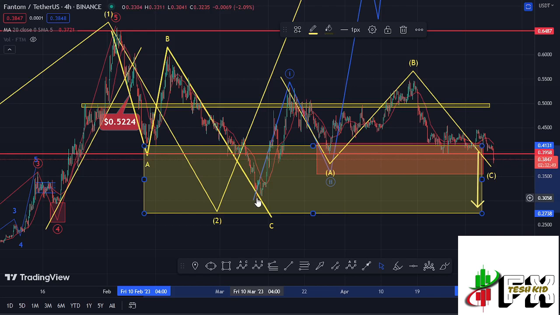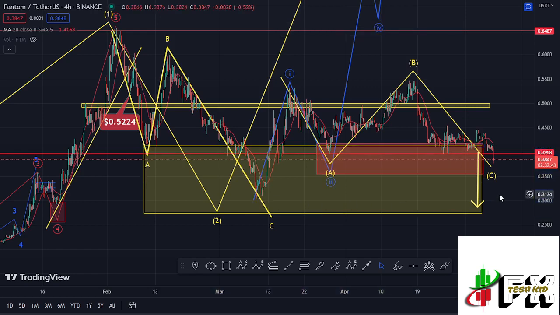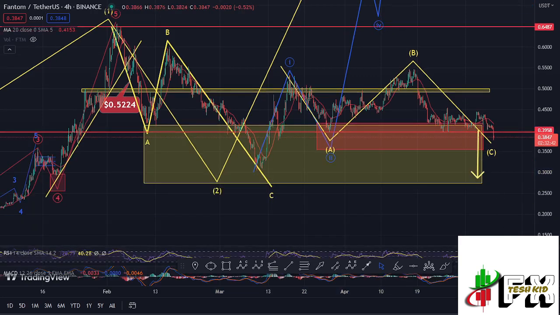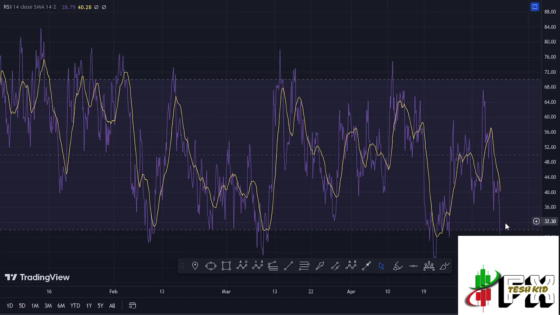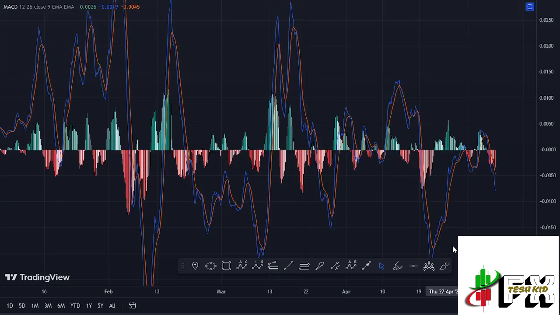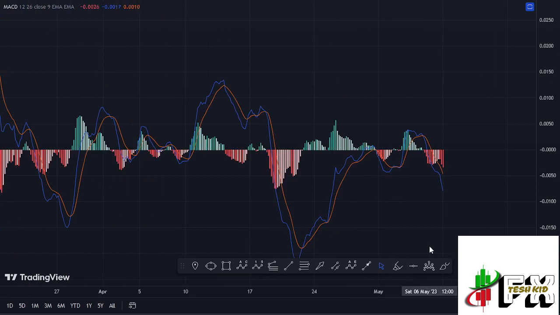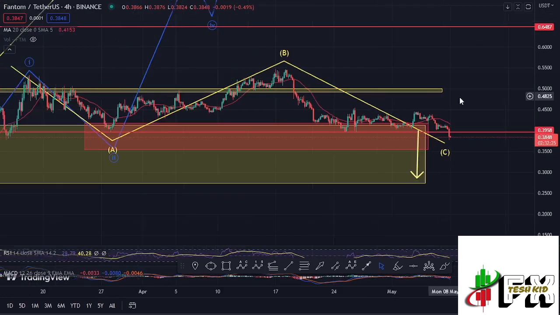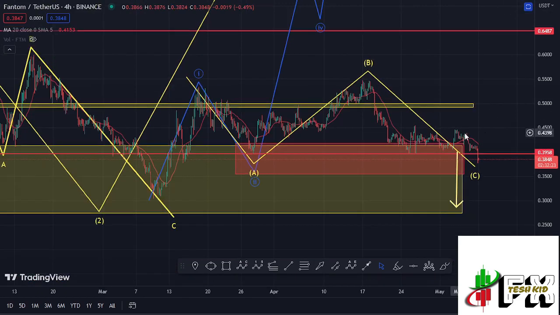So we also need to have that in mind and also be prepared for a worst case scenario here on the Fantom chart. And also taking a look at the indicators on the 4-hour RSI, we are trading at around the 29 mark, meaning we are just about to get into the oversold region. Also taking a look at the MACD, we have been able to print a bearish cross suggesting lower prices. So let's be patient and see how that plays out, and I'll be keeping you updated.